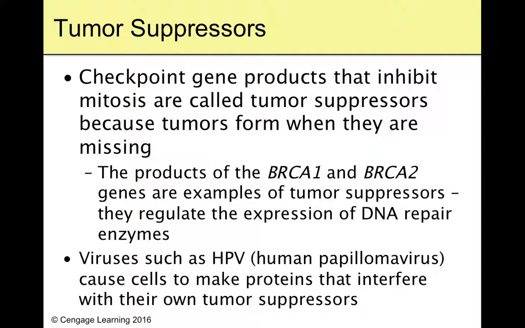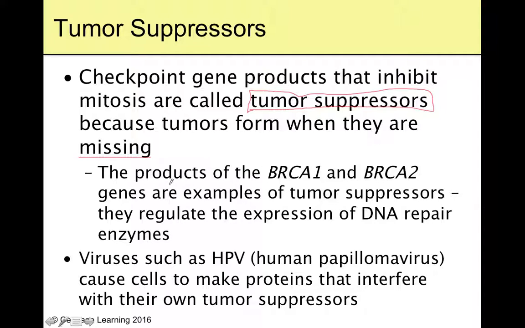So just like there are genes that can cause cancer, there are also genes that can slow or stop cancer. And so there are checkpoint gene products that inhibit mitosis, and we call these gene products tumor suppressors. If the tumor suppressors are there and abundant, they are going to make cells not divide when cells are supposed to not divide, and everybody's going to be cool. If these tumor suppressors are missing, that can be a bad thing.